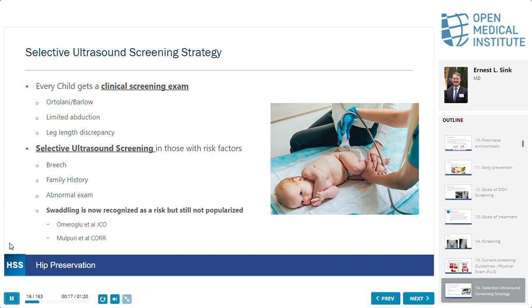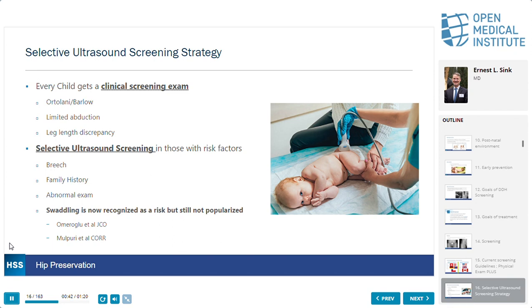Limited abduction matters, and leg length discrepancy you look for. So if a child shows up at 9 months of age and the leg is foreshortened, externally rotated and seems shorter, you listen to the family saying it's shorter, you examine, and you screen the hips. Usually the late ones are found because of a waddling gait and everybody's like, oh, it's just a little kid, they walk funny. Always check the hips because perhaps there's a dysplasia.